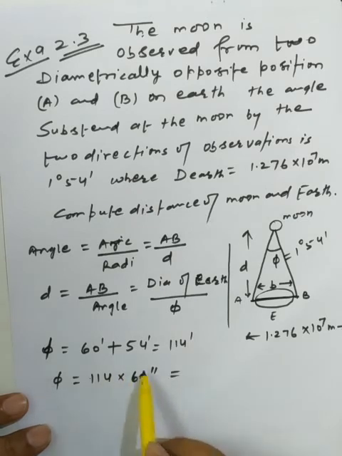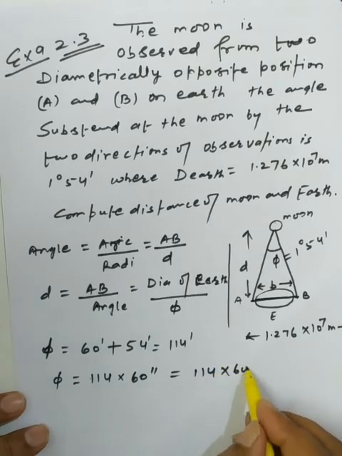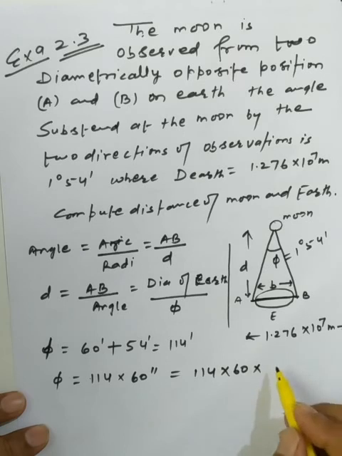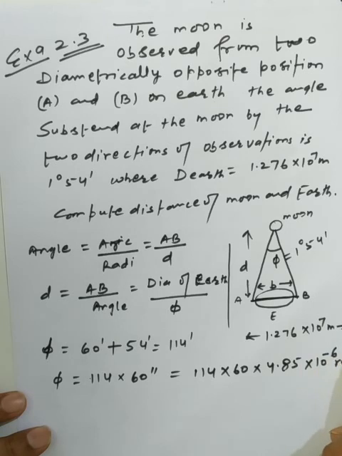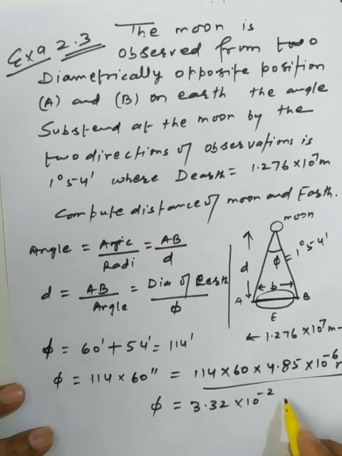Now we have converted minutes into seconds, and then we convert seconds into radian. So finalizing, I am writing 114 into 60 into 1 second, which is 4.85 into 10 to power minus 6 radian. So it is the final conversion of that particular angle. Whenever we solve it, we get 3.32 into 10 to power minus 2 radian.